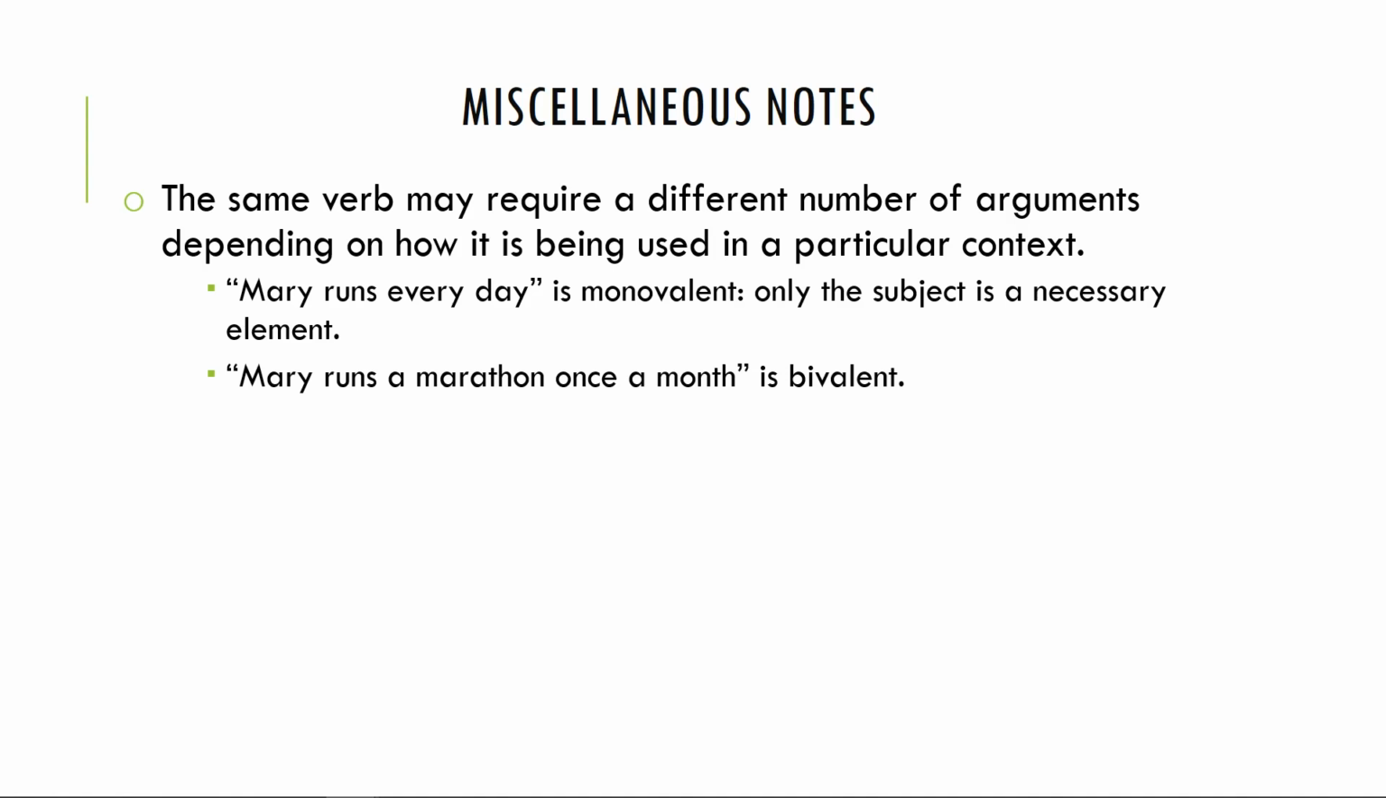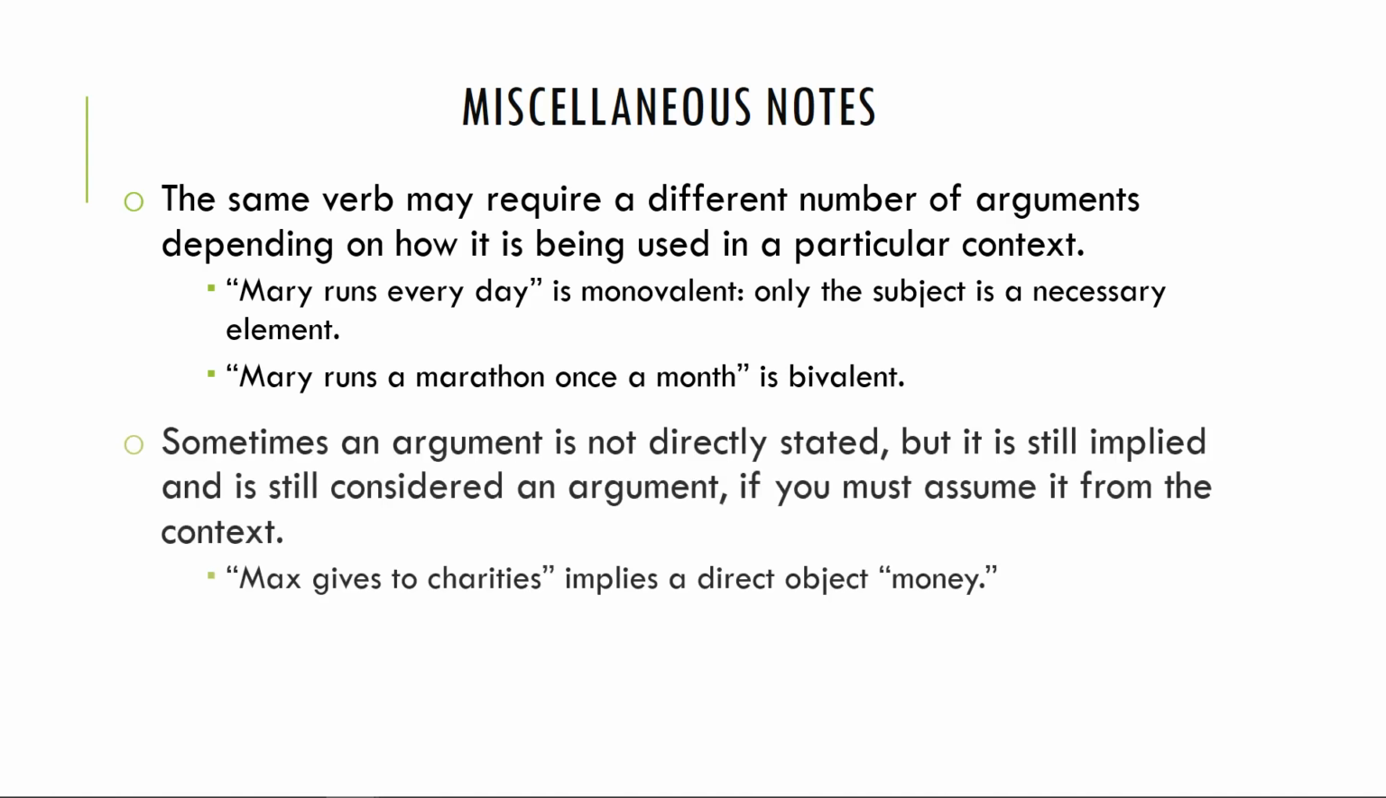Now, miscellaneous notes. The same verb may require a different number of arguments depending on how it's being used, right? So Mary runs every day is monovalent. All we need is she runs. There's no implied object. Mary runs a marathon is bivalent, okay? And then finally, like I say, it can be assumed. Max gives to charities. You've got to give something, right? You can't just give. So it implies some kind of object like money.